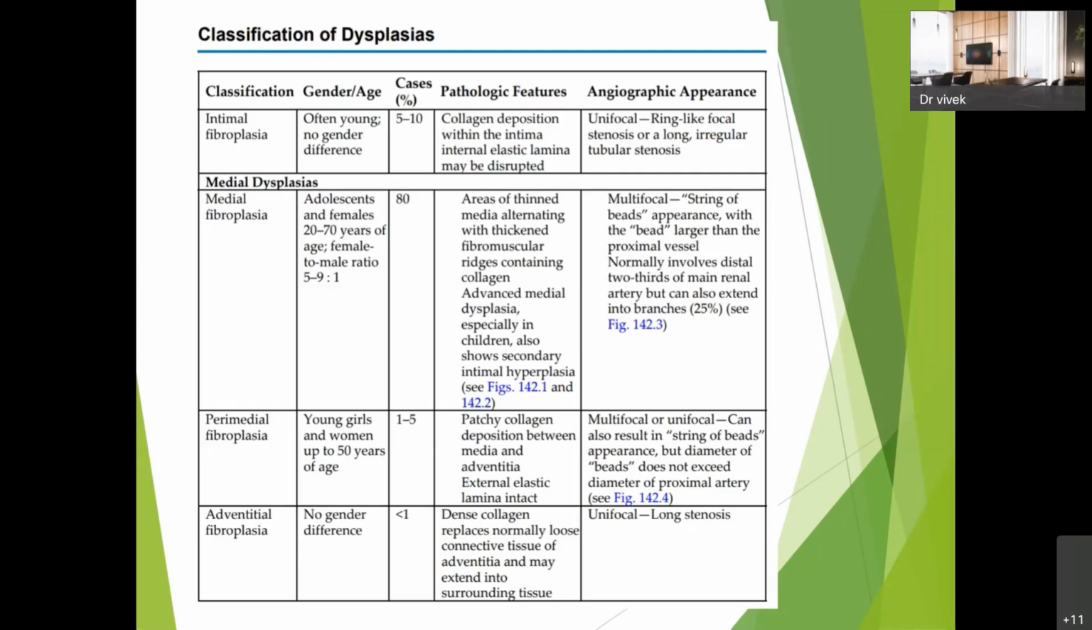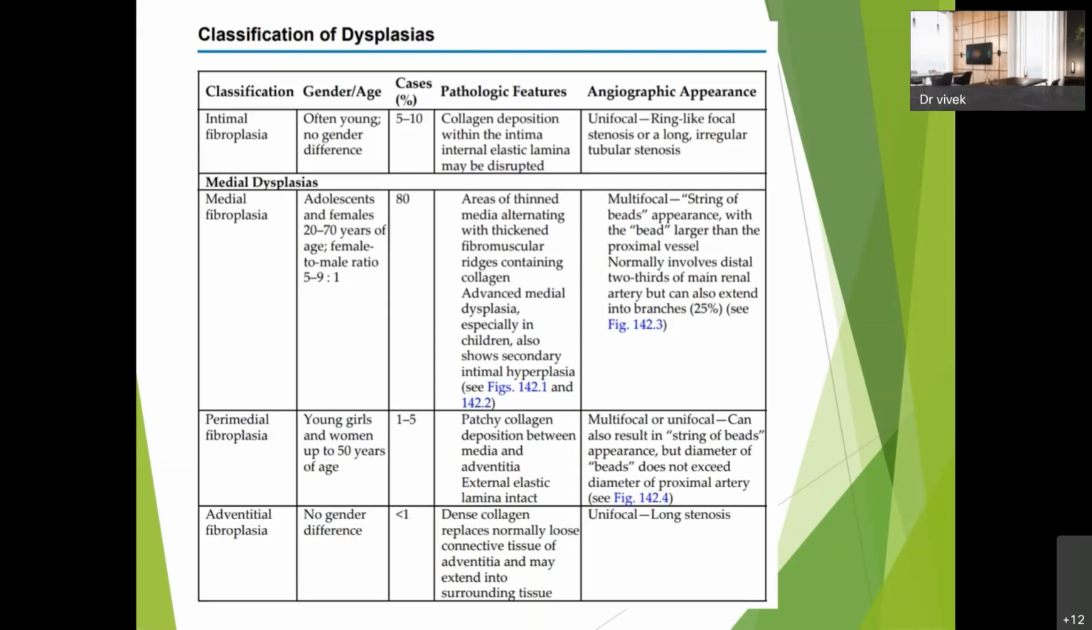Medial fibroplasia is seen in adolescents and females between the ages of 20 to 70, with a female to male ratio of 5 to 9 to 1. It is the most common type. About 80% of cases are noted, with areas of thin media alternating with thickened fibromuscular ridges containing collagen. Advanced medial dysplasia, especially in children, also shows secondary intimal hyperplasia. It is usually of multifocal type with a string of beads appearance, with the bead larger than the proximal vessel.